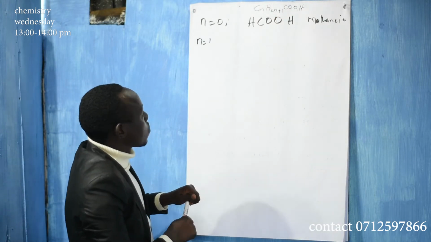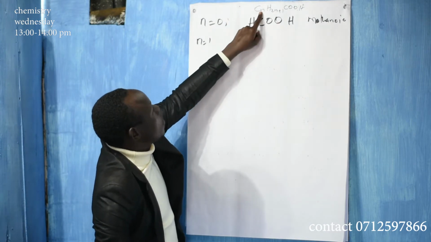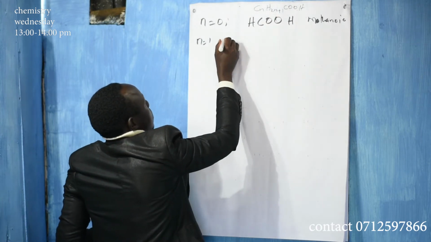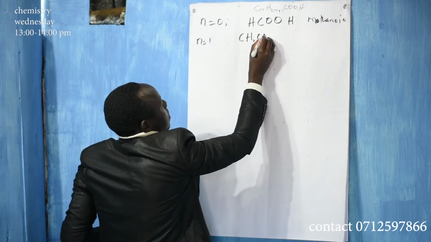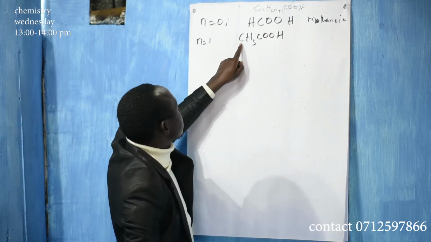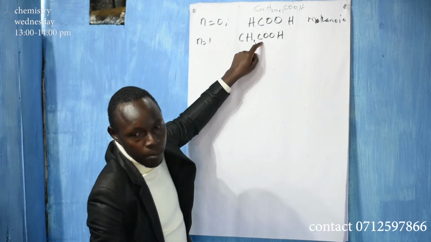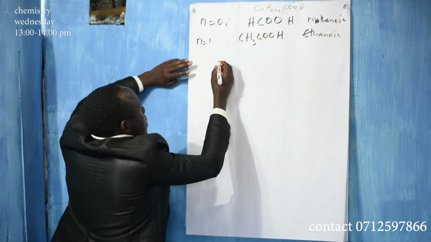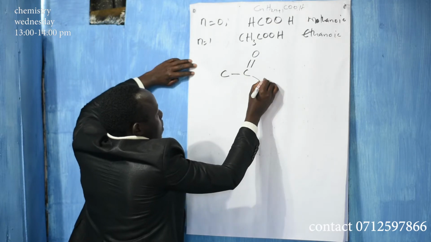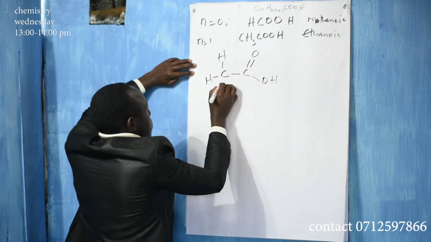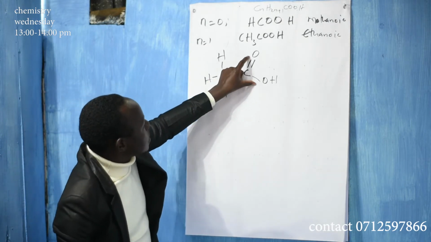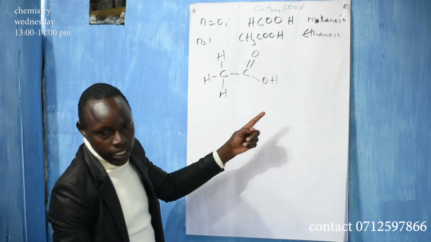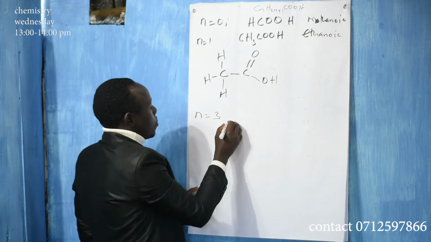So if n is equal to 1, substituting that here gives you C1, and then 2 times 1 is 2, plus 1 is 3. So you have CH3 and then COOH. Now this is where n is equal to 1, but we have two carbons. So this one is called ethanoic acid. This is the carboxyl group. So that is CH3 and then COOH.